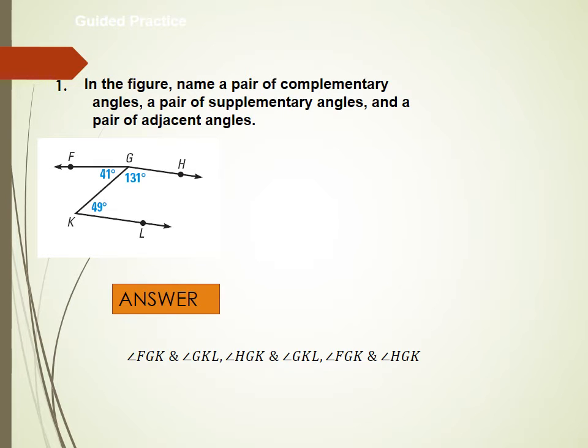And the last one, notice G represents the vertex for both FGK and HGK. So they both share the same vertex and they both share the same line segment, GK. So FGK and HGK are adjacent angles.